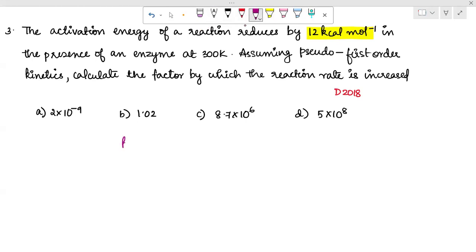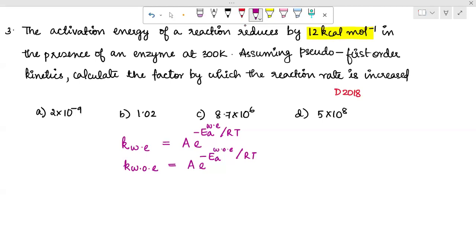So let's say that the rate constant with enzyme, okay, WE stands for with enzyme, is equal to, what is our equation? Pre-exponential factor A, e to the power minus EA with enzyme by RT. Okay. And you have a system without enzyme. So I have written O for without enzyme. And that is A e to the power minus EA without enzyme by RT is what you have. Correct. This is what you have.